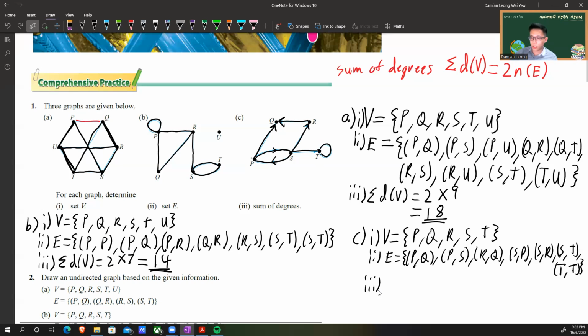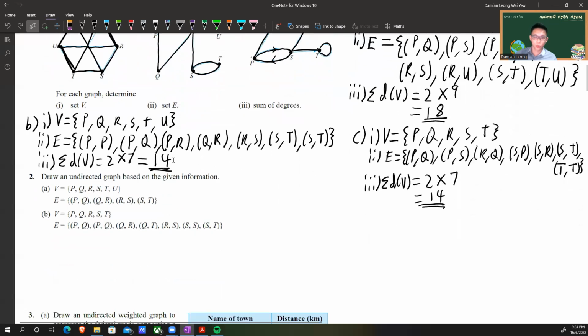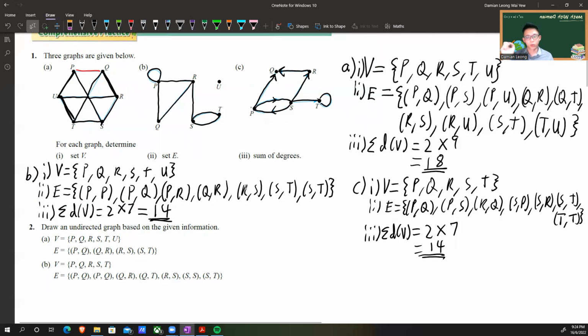So C3, sum of degrees for all the vertices. Once again, I can take 2 times the number of edges, which is 1, 2, 3, 4, 5, 6, 7. 2 times 7, 14. Sum of degrees here will also be 14. So yeah, that's how we get your set of vertices, set of edges, and sum of degrees. Then, if we move on to question 2, drawing an undirected graph based on the information that is given.